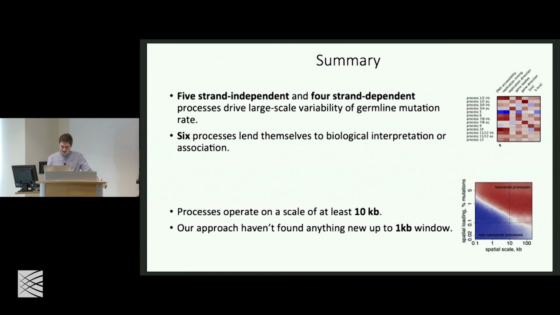It seems that all processes that we discovered are at a scale of at least 10 to 50 kb. But at the same time, even if we try to go down and look for processes at 1 kb, we basically couldn't find anything. So we hypothesize that even at small scales, likely there are no processes that actively contribute to mutagenesis. And that's basically it.